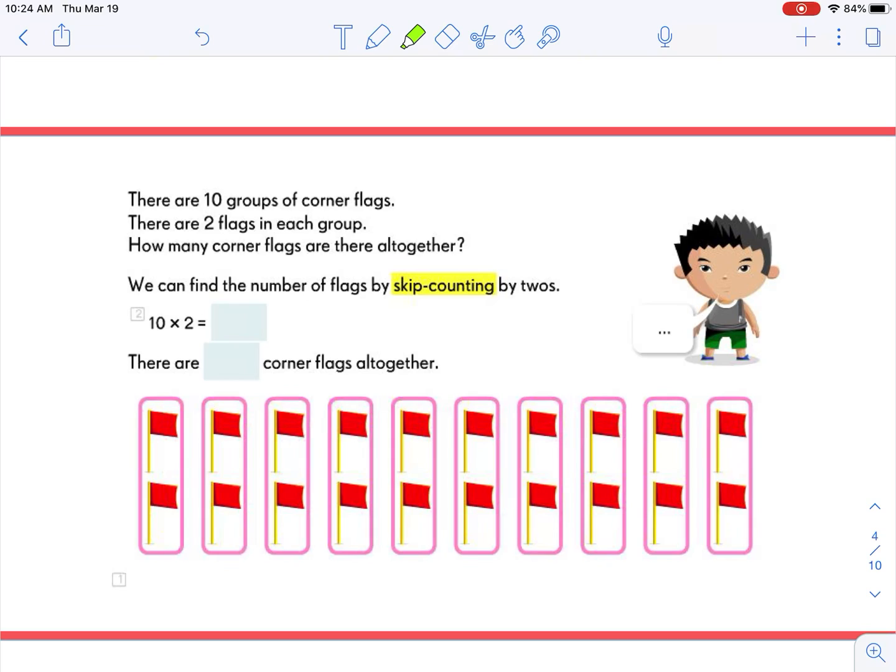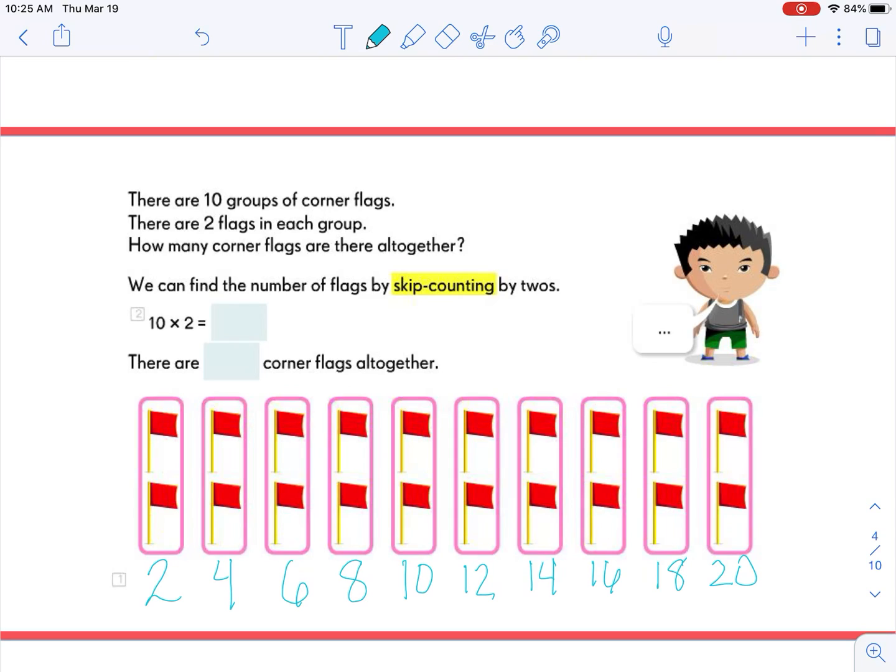We can find the number of flags by skip counting by 2's. All right, so let's go ahead and skip count by 2's underneath these flags. If you'd like to go back to the screen with the hundreds chart as I do this, you can. Ready, set, go. 2, 4, 6, 8, 10, 12, 14, 16, 18, 20.